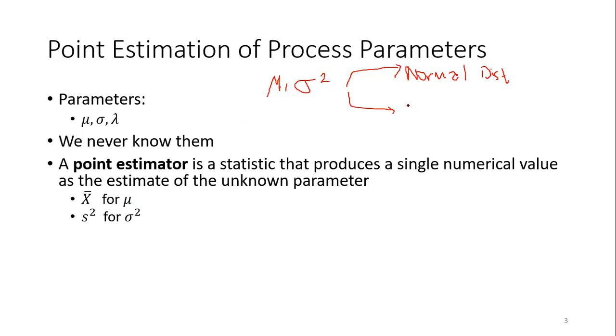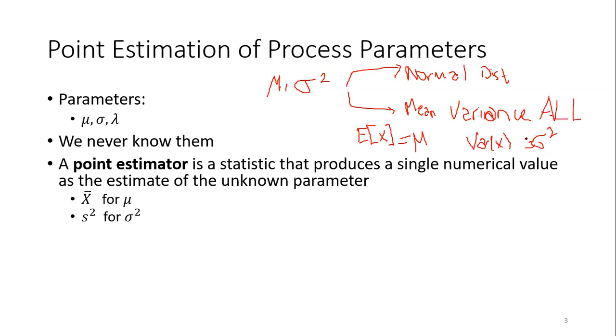Second, mu and sigma square show the mean and variance of all distributions, right? So for any random variable, the expected value of x can be shown by mu of x. Remember from your probability course, the expected value of x is equal to mu, and the variance of x is equal to sigma square, right? So this is the mean and variance for all distributions. First, they are the parameters of the normal distribution, and they show the expected value and the variance of all distributions.